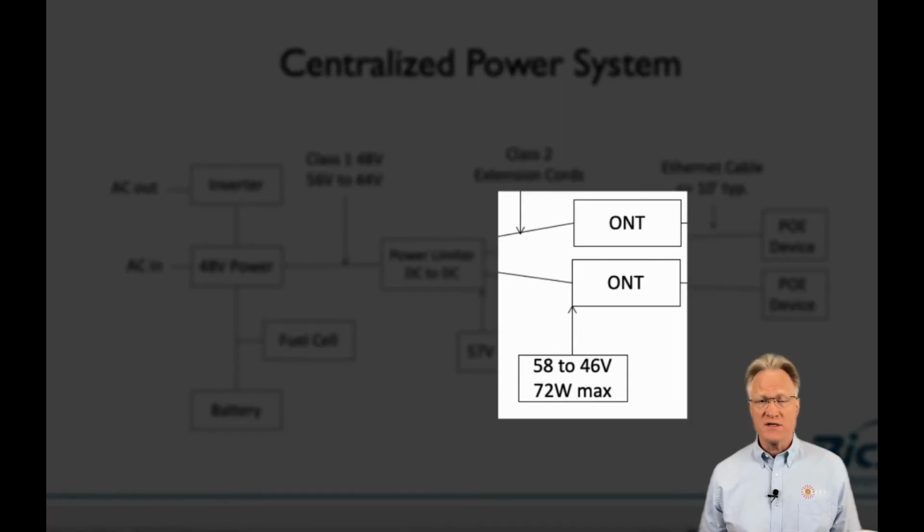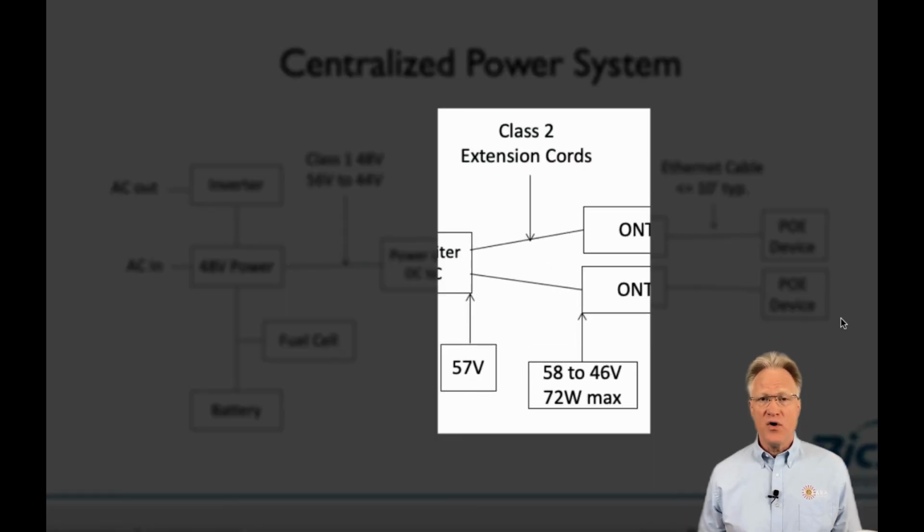Sizing the cord is simply Ohm's law. The maximum load at each ONT is 72 watts. The minimum input voltage is 46 volts. So the calculated current draw is 1.57 amps. The voltage drop across the extension cord must be less than the difference between the output of the DC to DC converter and the minimum input voltage for the ONT, or 57 minus 46, or 11 volts round trip.